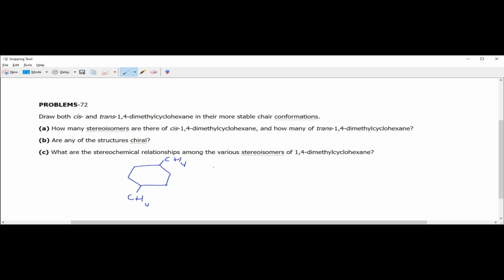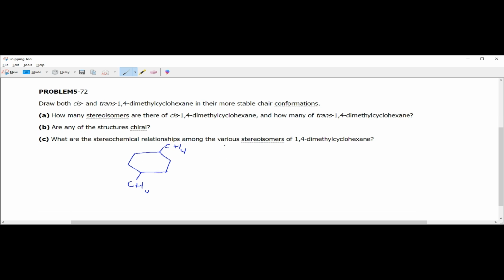Okay, so already what I can tell here is if we were to draw the chair conformation of this, these methyl groups have to be equatorial. If they're axial, it's going to have 1,3-diaxial strain. And 1,3-diaxial strain is a type of steric repulsion between the methyl groups and the other hydrogens on the molecule, which are going to repel each other and be less stable.